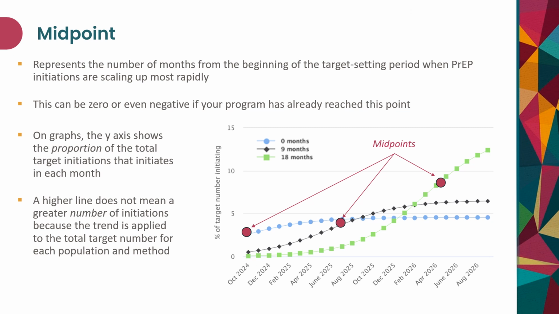On the graphs shown in PrEP-it, the y-axis shows the proportion of the total target initiations that start in each month. Keep in mind that a higher line does not mean a greater number of initiations because the trend is applied to the total target number for each population and method.